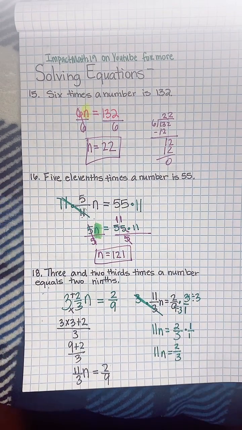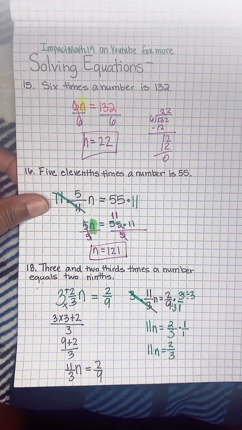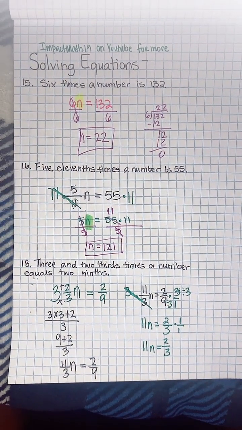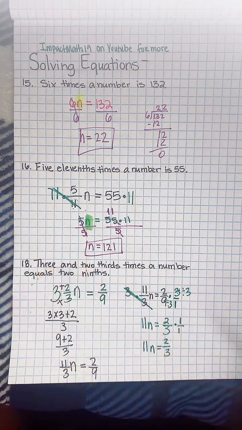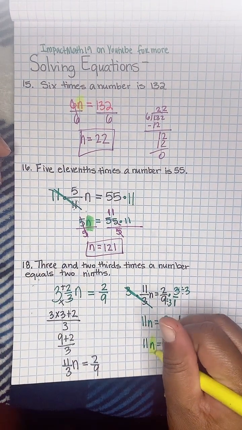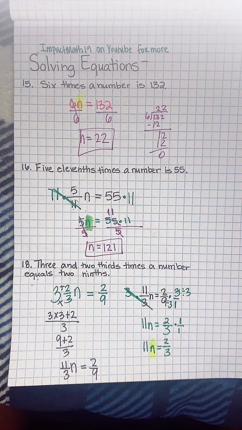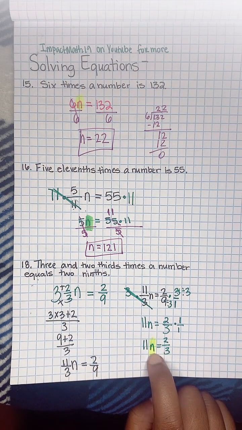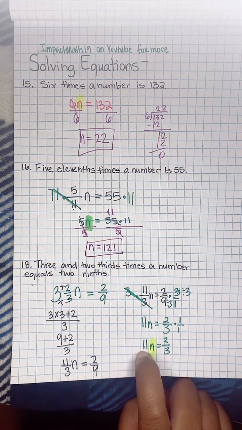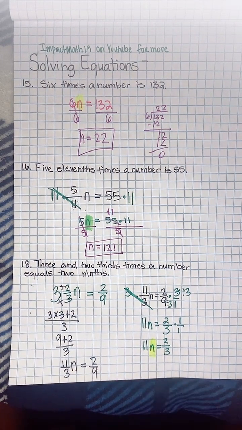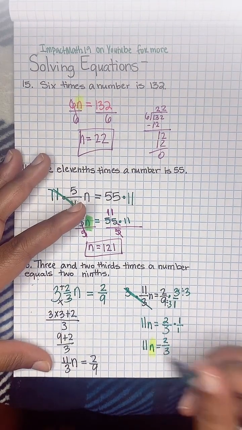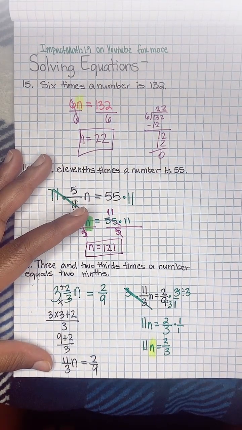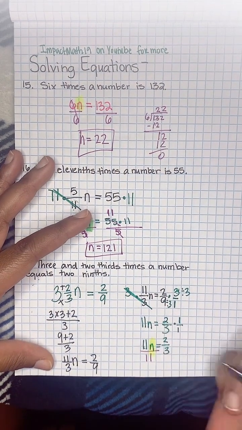All right, this one is not so pretty, you guys. It is very ugly, okay? But let's not forget our steps. Remember, my whole goal is to get this n by itself. So how do I get an n by itself? I need to do what? Divide. Because I'm doing the opposite of multiplying. So I'm going to divide both sides by 11.